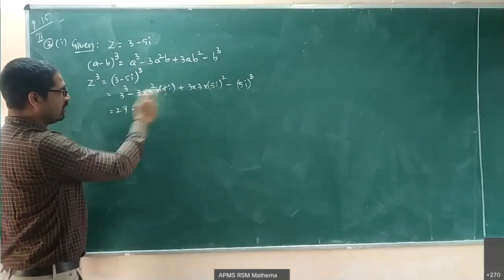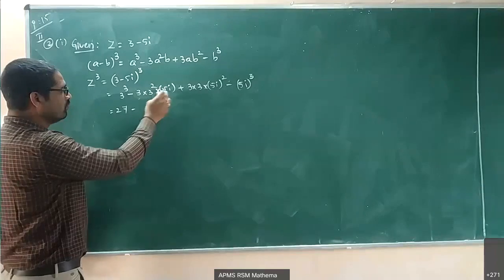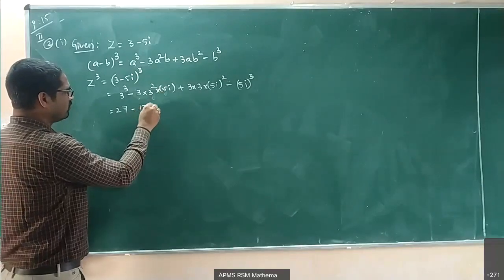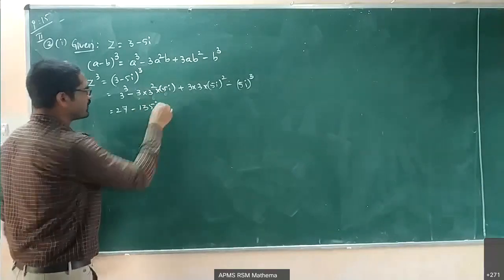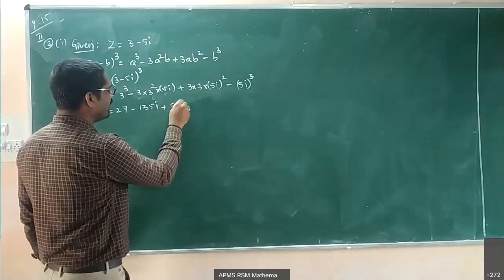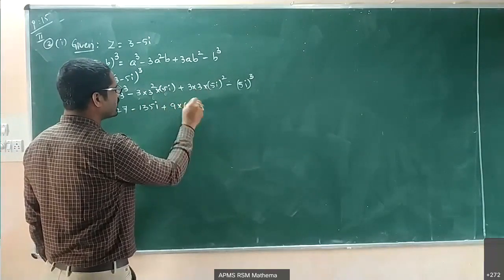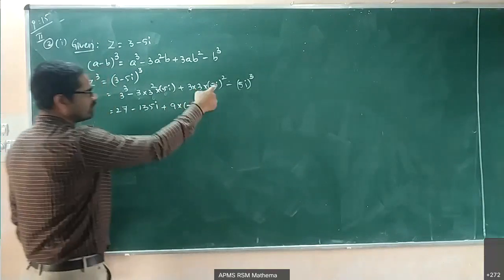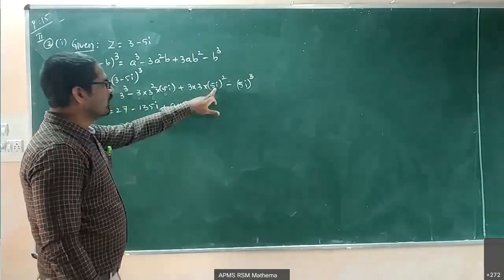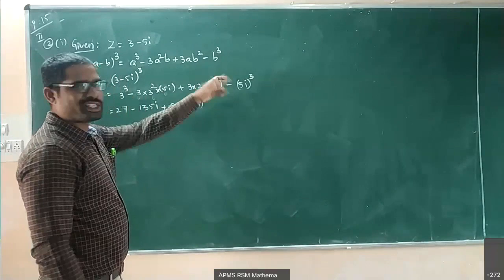9 times 5 is 45, 45 times 3 is 135i. Plus this is 9 into minus 25 because 5 square is 25 and i square is minus 1. So I have directly written it here. This is minus 125i because i cube is i square into i, and i square is minus 1. So minus 125i, since 5 cube is 125.